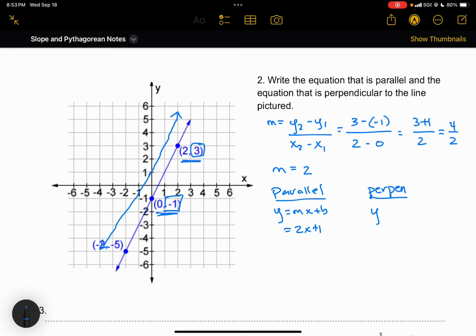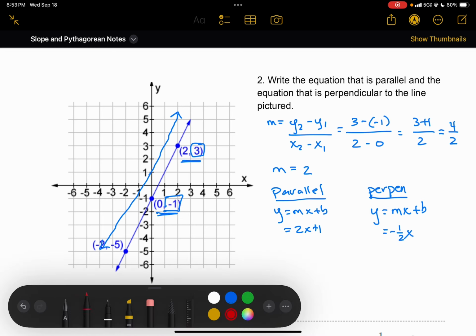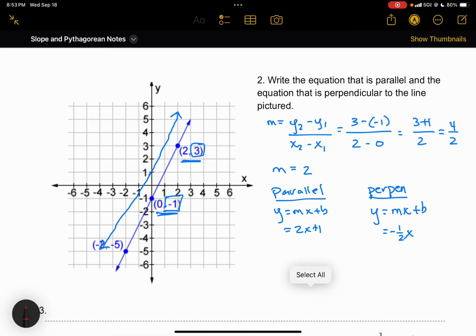Perpendicular. So y equals mx plus b. My slope was 2 to start with, so the perpendicular slope is negative 1 over 2x. I want one that's perpendicular to it. If I'm looking at the original blue line, not my parallel line, I want to go through where it crosses at the y-axis. So I'm coming through right there with my perpendicular line. My y-intercept here is going to be negative 1.